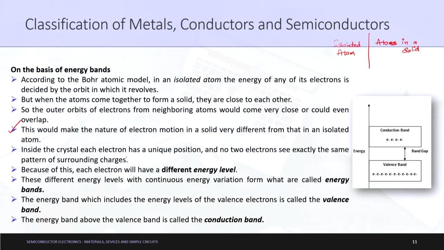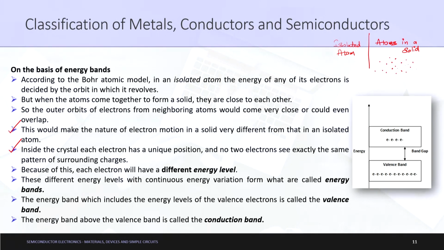Inside the crystal, each electron has a unique position and no two electrons can see exactly the same pattern of surrounding charges. Why? Because let us say this is one of the atoms, and these are all the atoms. I am not making the orbits for now. Let us say this is how the atoms are placed apart. The electrons would be residing somewhere here. I am just marking the electrons. So, electrons are different for different positions.